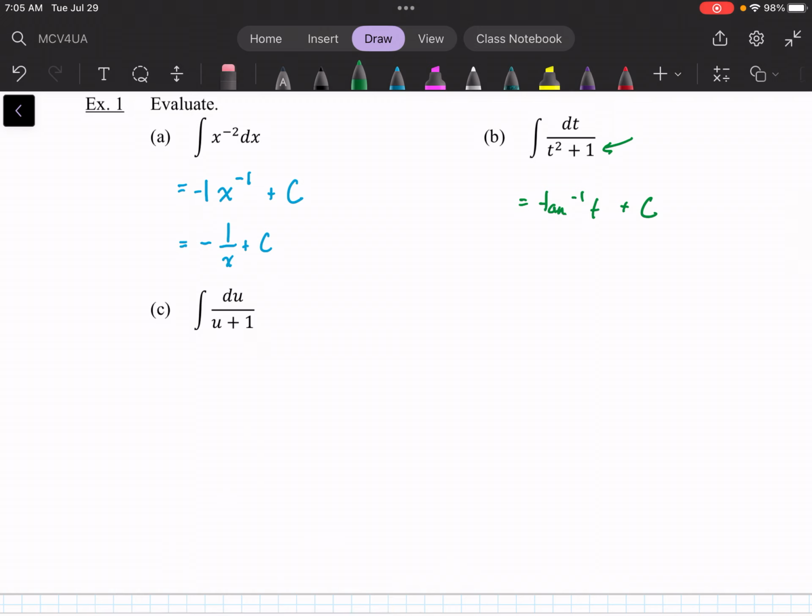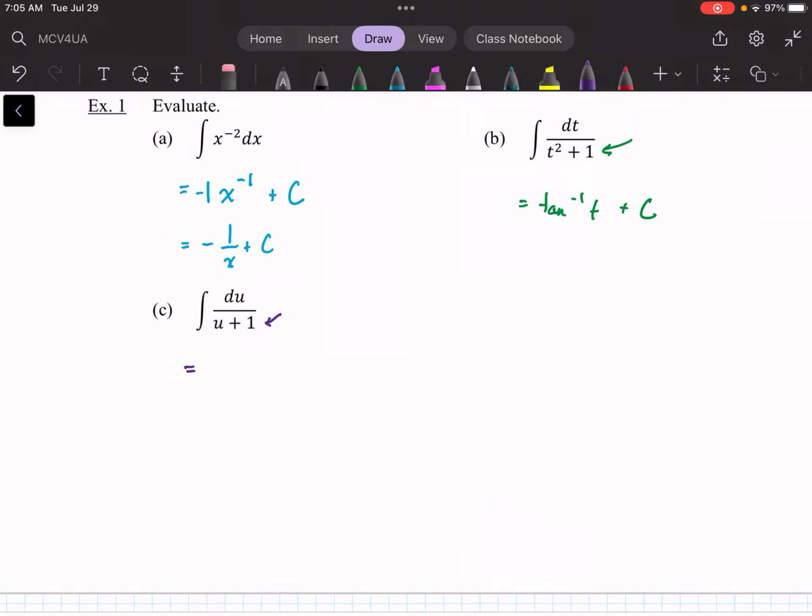Last one for this example. This denominator just has u to the exponent of 1, plus 1. So the only way that's going to happen is if the antiderivative is the natural logarithm of u plus 1. Don't forget to put the absolute value signs, and plus c. And there we go. Now some of these aren't as easy, so we're going to go over some more difficult ones in just a little bit.